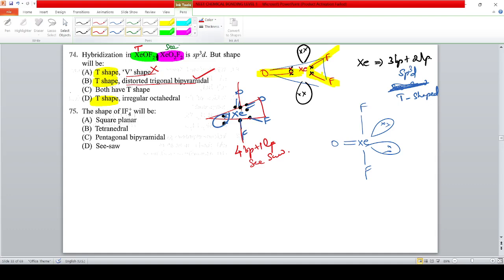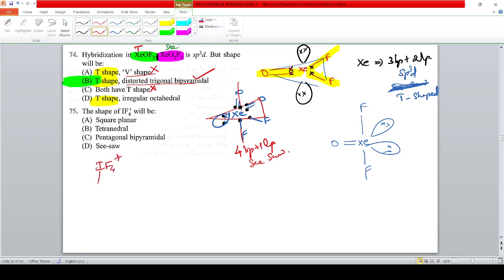Then what is the third one? It is T-shaped. Both are T-shaped. The second one is not T-shaped. It can be called distorted bipyramidal. So the most appropriate answer for the question is option B. Next, 75. IF4 plus.